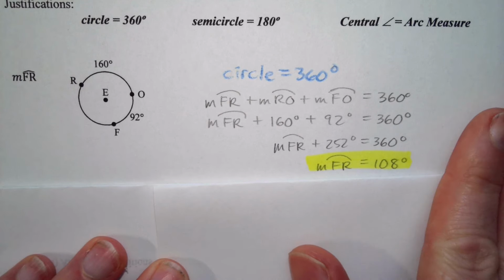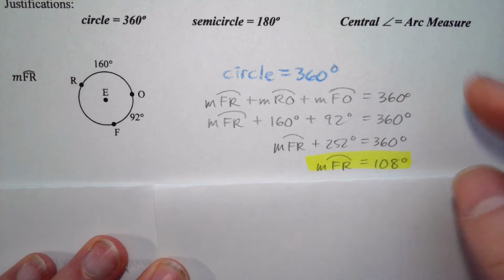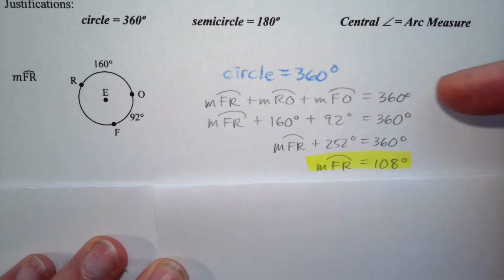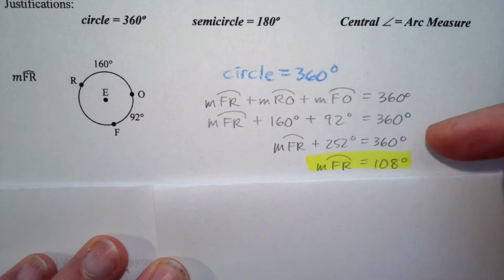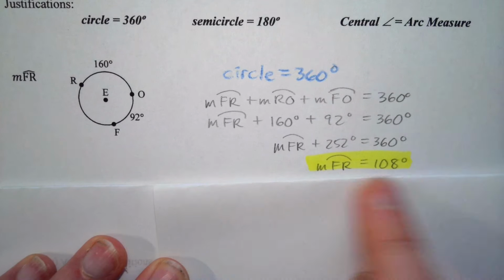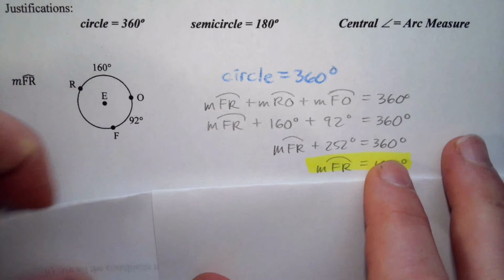So be sure to show these four steps. Justification, set up the initial equation using all the names. Substitute, you can show some work, but then definitely you must have the final answer. Okay, last example here.